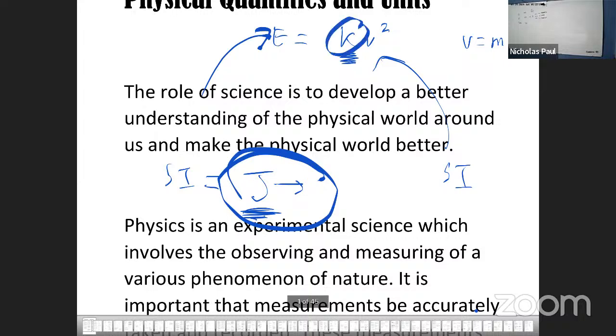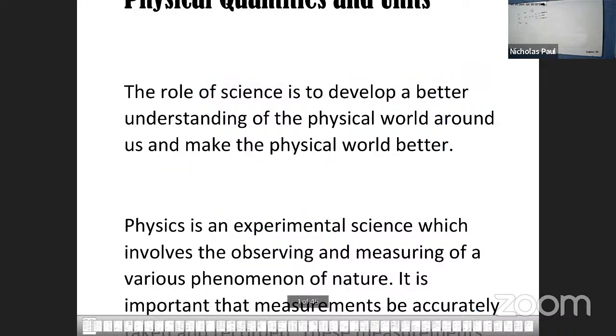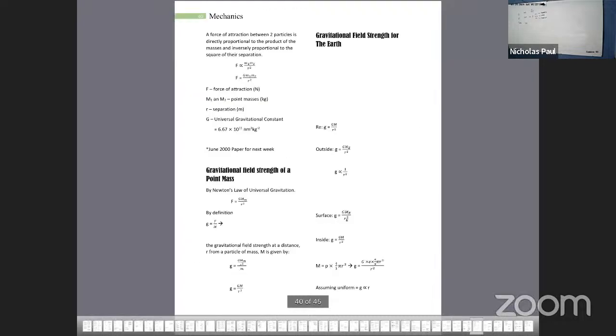So SI units have a use besides being attached to a quantity. We could also use them to check whether our equation is correct, or to find an unknown quantity.